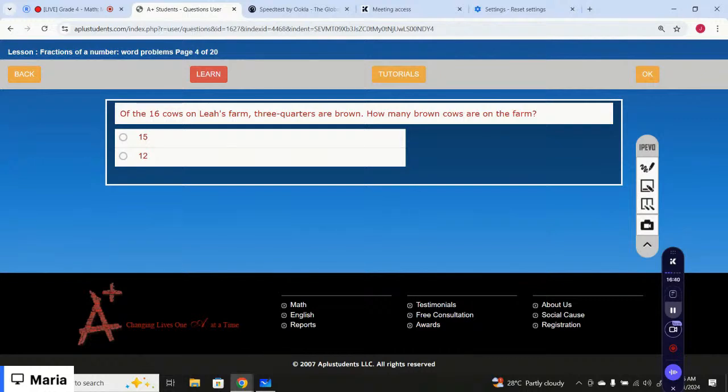Of the 16 cows on Lee's farm, 3/4 are brown. How many brown cows are on the farm? So which is the correct option?